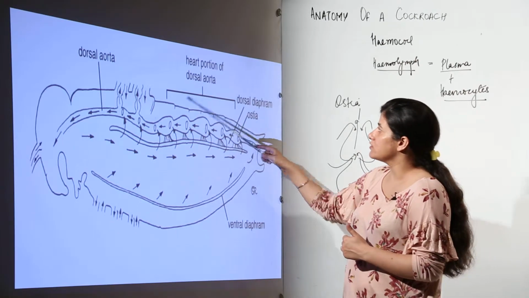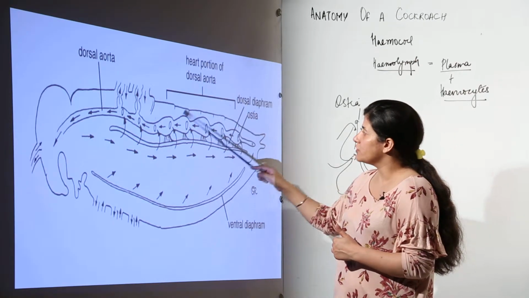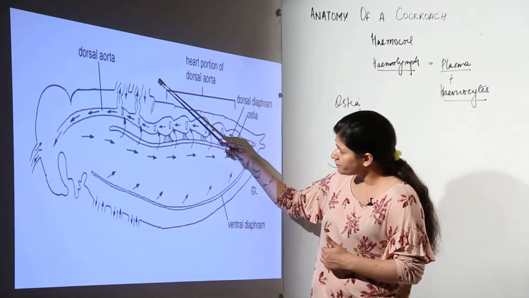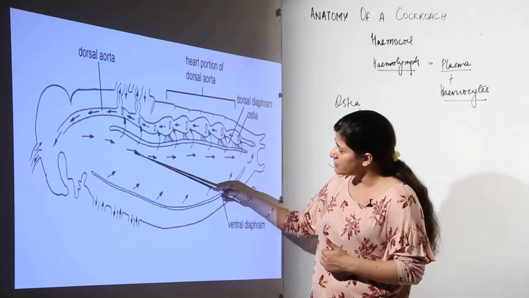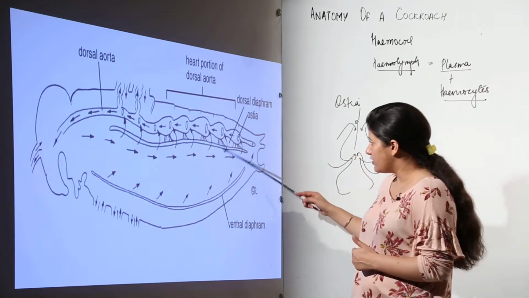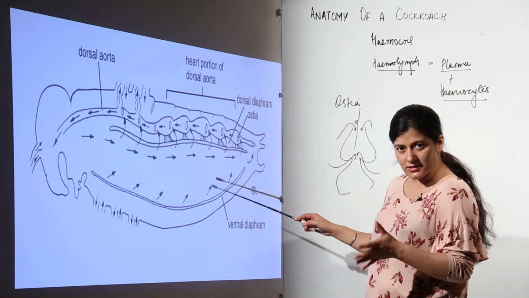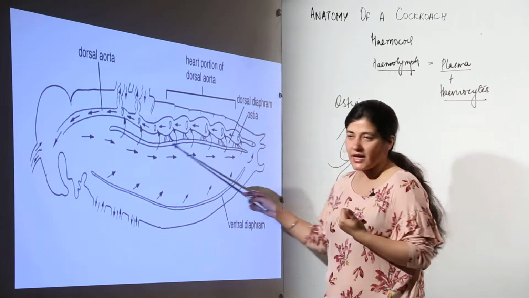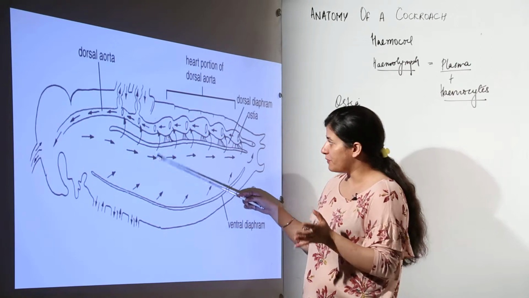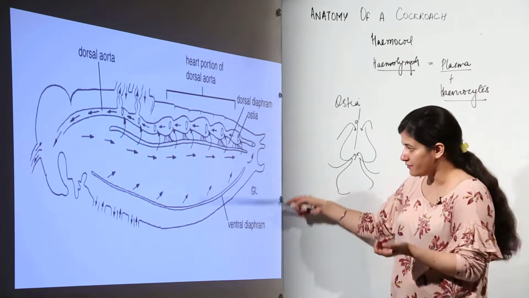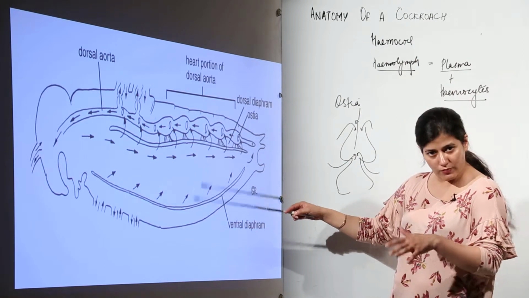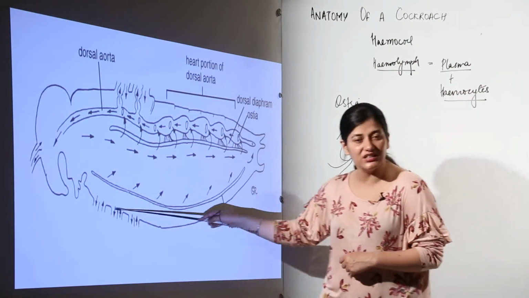Now you see this is the dorsal diaphragm, the heart portion of the dorsal aorta has been represented this way. This shows that the ostia is receiving the hemolymph from the sinuses. Now how the sinuses are formed: there is a ventral diaphragm and there is a dorsal diaphragm. The dorsal diaphragm separates the heart from the rest of the body, that is the visceral part. The ventral diaphragm forms the ventral part, and over here we have the nervous system.